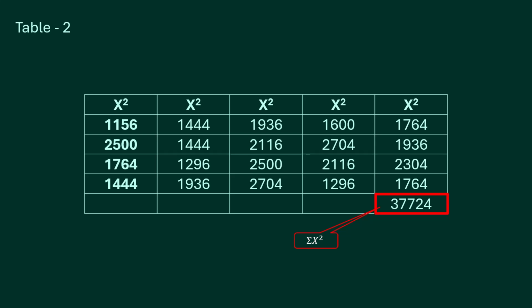It is 37,724. Symbolically, it must be understood as sigma x squared equal to 37,724. Let us move to Table 1.